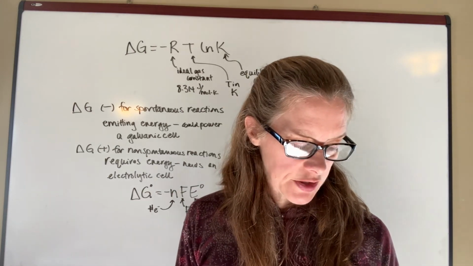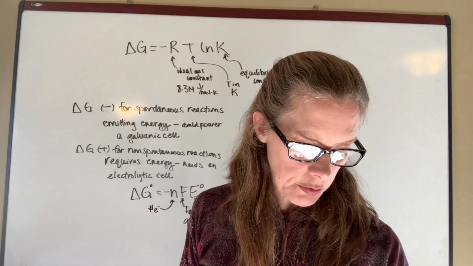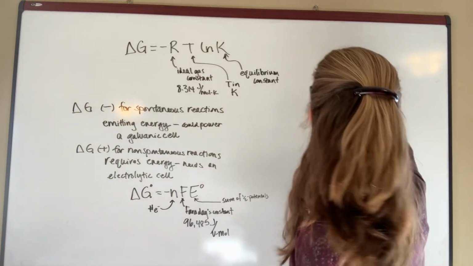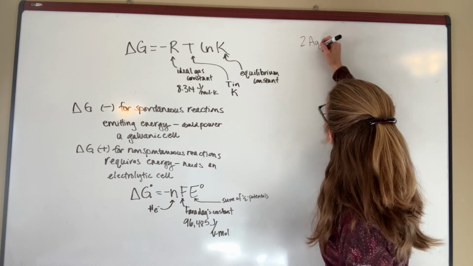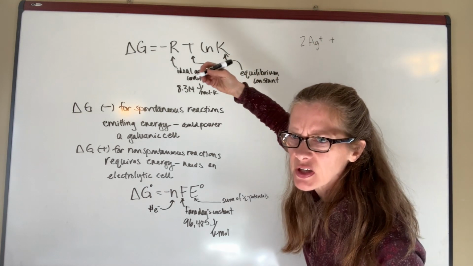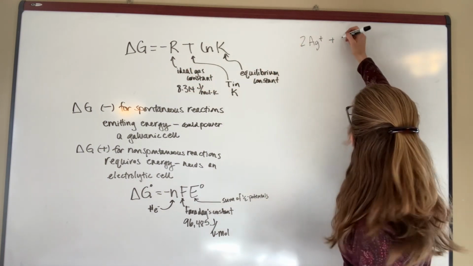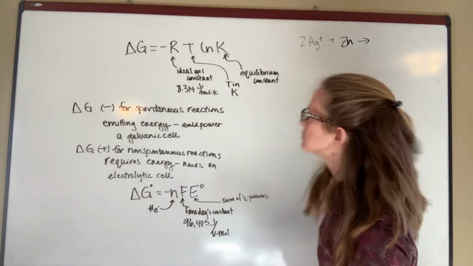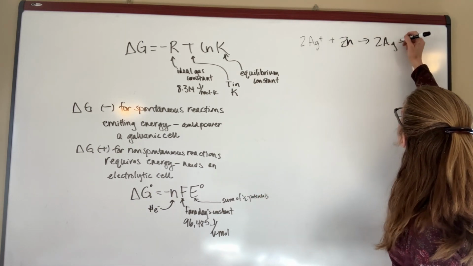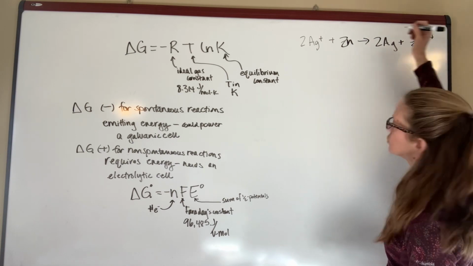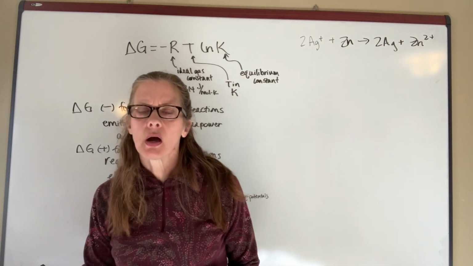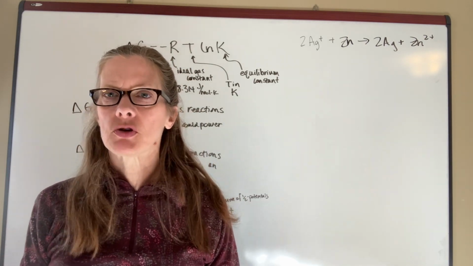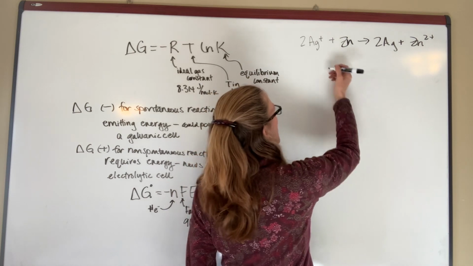They ask us to calculate the potential, delta G, and the equilibrium constant for this reaction. So you've got 2 Ag plus, plus zinc, yields 2 Ag plus zinc 2 plus. The first thing when you work a problem like this is that you've got to figure out the reduction potential for the cell. So I've got to look at the half reactions.